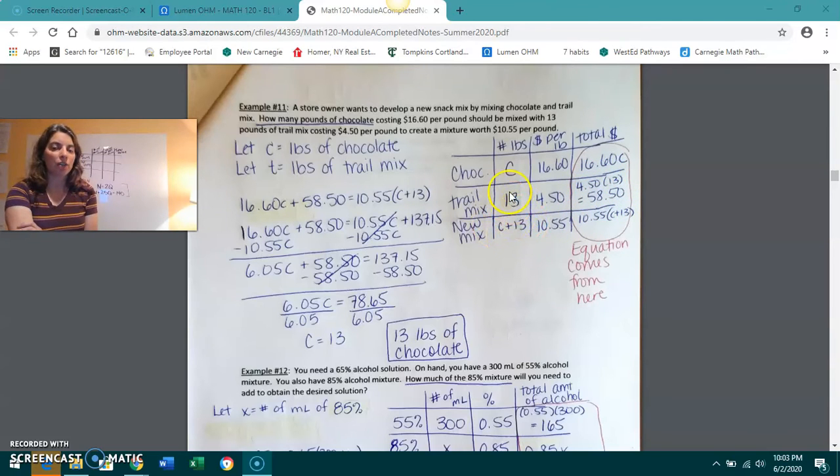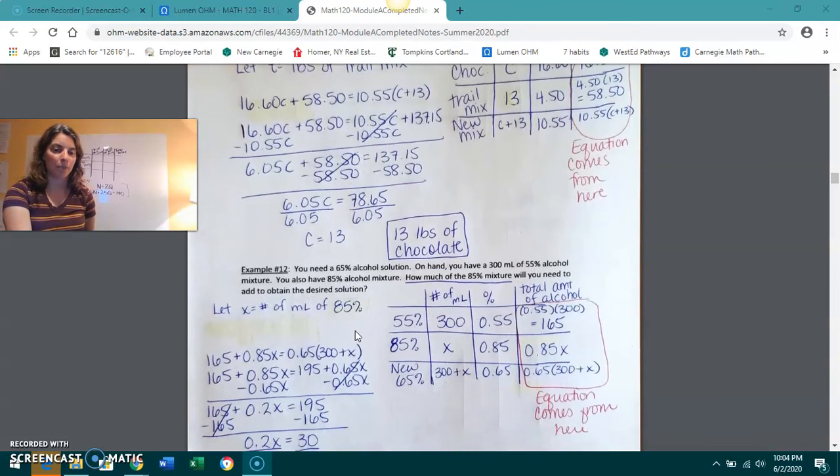My new mixture is going to be 13 pounds plus however much I add of the chocolate. That new mixture, we want to have it be $10.55 a pound. So it's going to be $10.55 times however many pounds there are. This is going to be my equation. Because I only need one equation this time, it's going to be one unknown. So however much the value of the chocolate is, plus the value of the trail mix, is going to equal the total value of the new mixture. So then I solve for that number of pounds of chocolate.